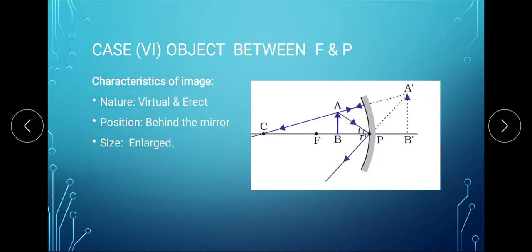In case sixth, when the object is much closer to the mirror, we have kept the object very close. The object is between principal focus and pole. When your object is between focus and pole, then the image will be entirely different from the previous 5 cases. In the last 5 cases, the image was real and inverted. In this case, image will be virtual.